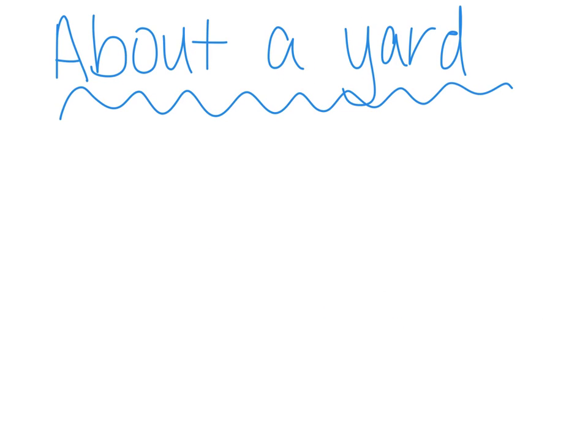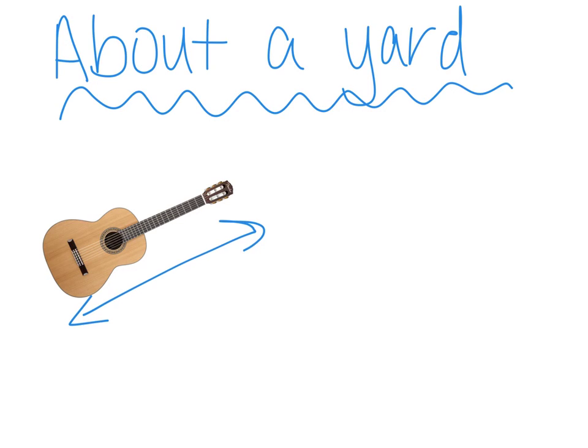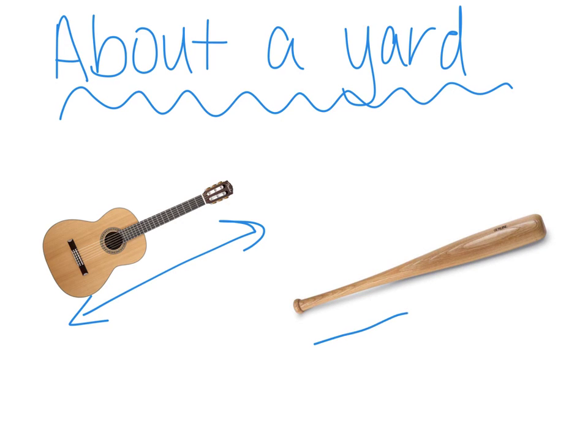So next we want to look at items that are about a yard or about 3 feet. And these items are going to be about 3 rulers put together end to end. So one of these is a guitar. A guitar is about a yard long. Another example is a baseball bat. And so either of these are going to be about a yard long. So make sure that you fill something out on your guided practice worksheet for something that is about a yard.